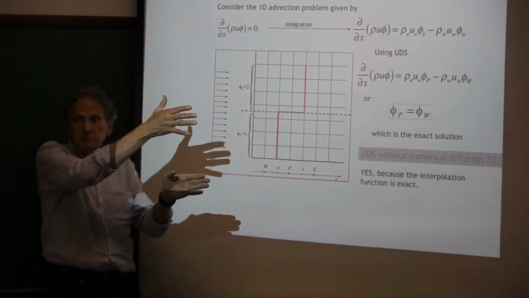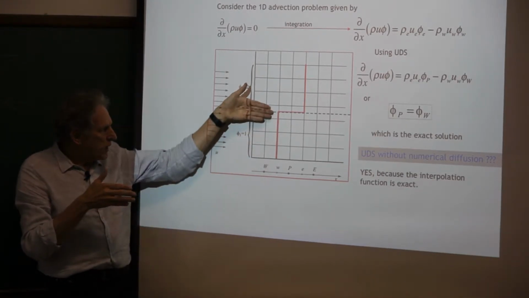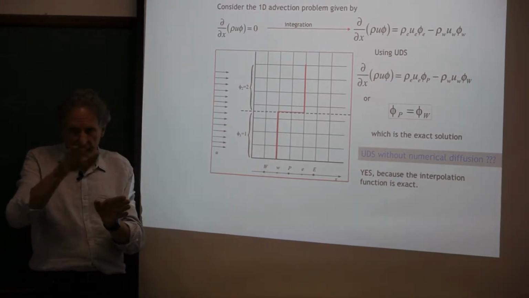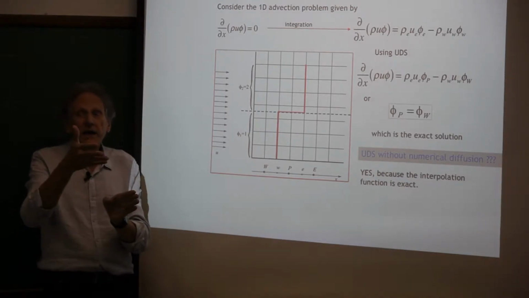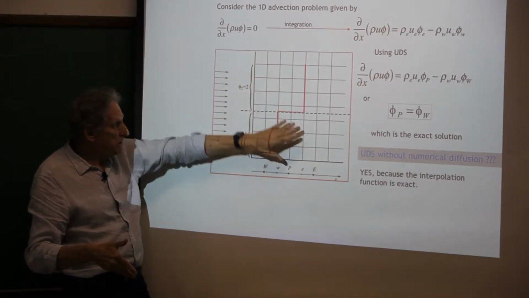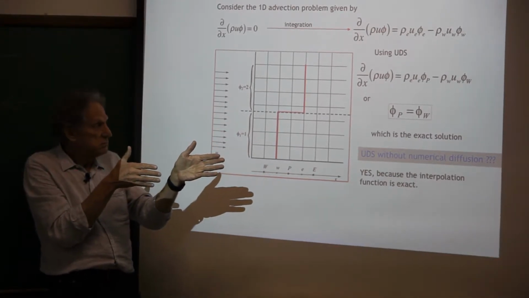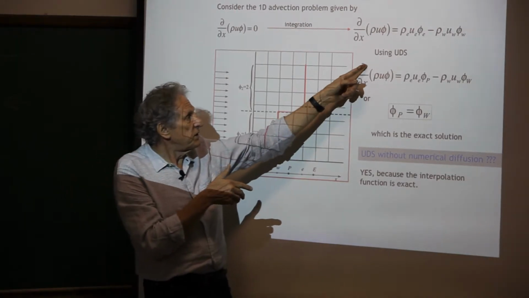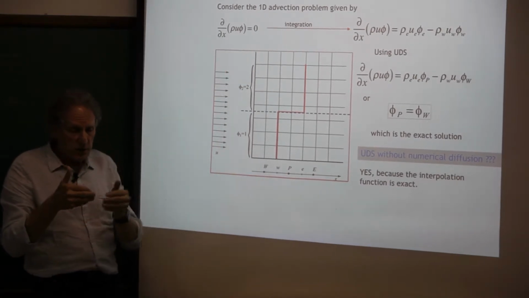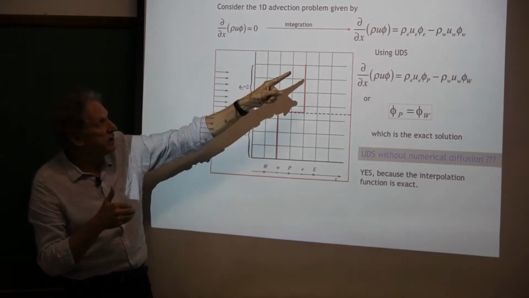You have two streams of fluid. Phi is equal to 2 here, phi is equal to 1 here, and these two streams do not have any kind of diffusion. So phi cannot diffuse from the top part to the bottom part of this problem. And this is a one-dimensional problem. If you use the upstream differencing scheme, this is the equation. This is the partial differential equation. It's a one-dimensional problem. The integration gives that.